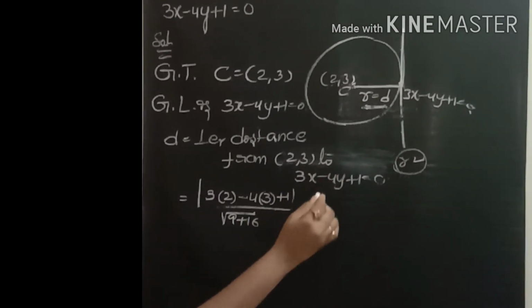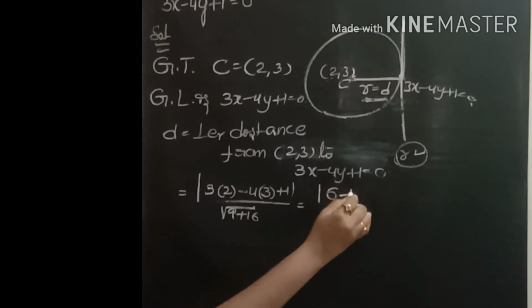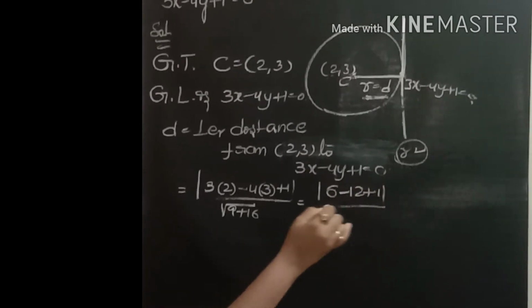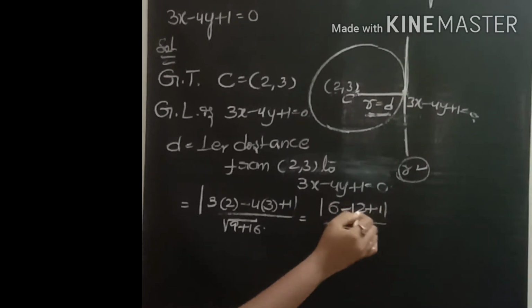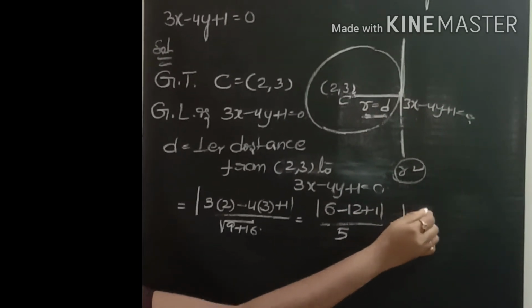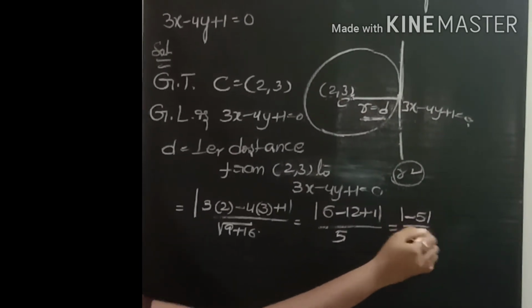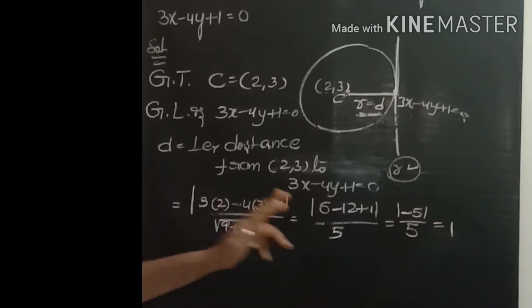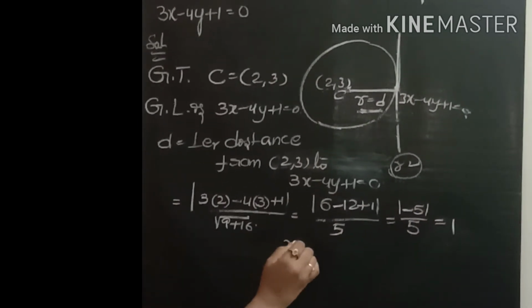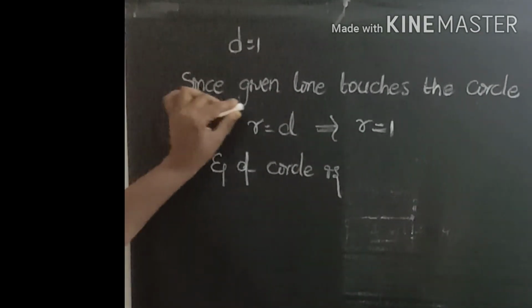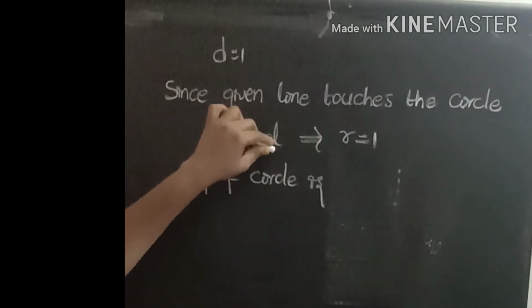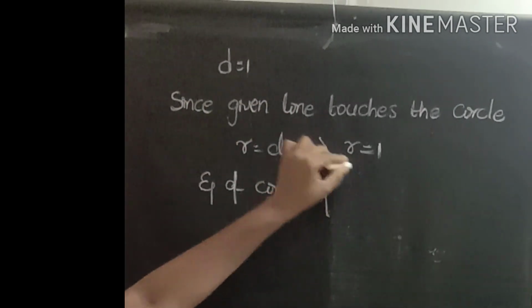9 plus 16. This is equal to 6 minus 12 plus 1 by root 25. Root 25 equals 5. 7 minus 12, under modulus, minus 5. Minus 5 by 5 is equal to 1. Therefore d is equal to 1. d is equal to 1 means r equals 1, since the given line touches the circle and r equals d. This is the condition. So r equals 1.